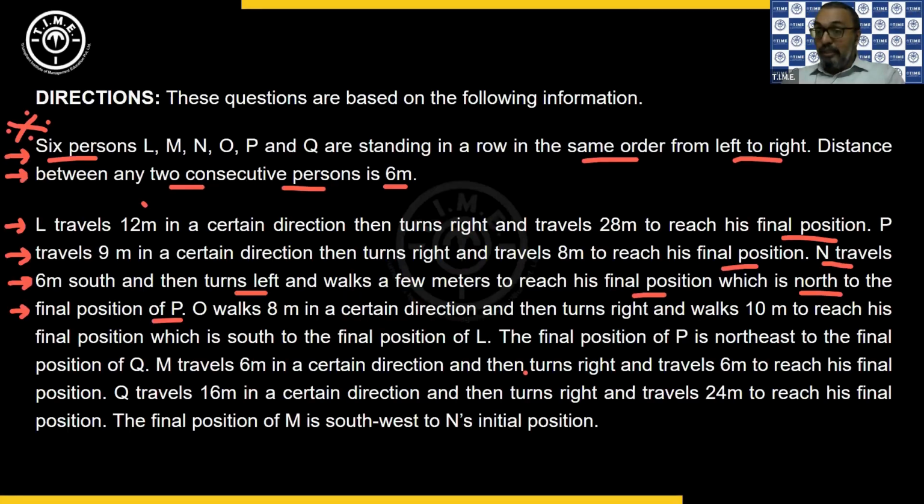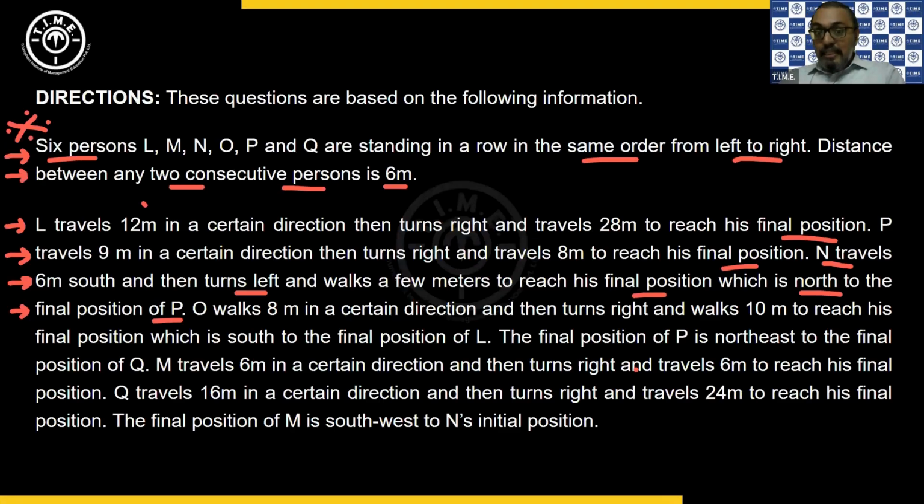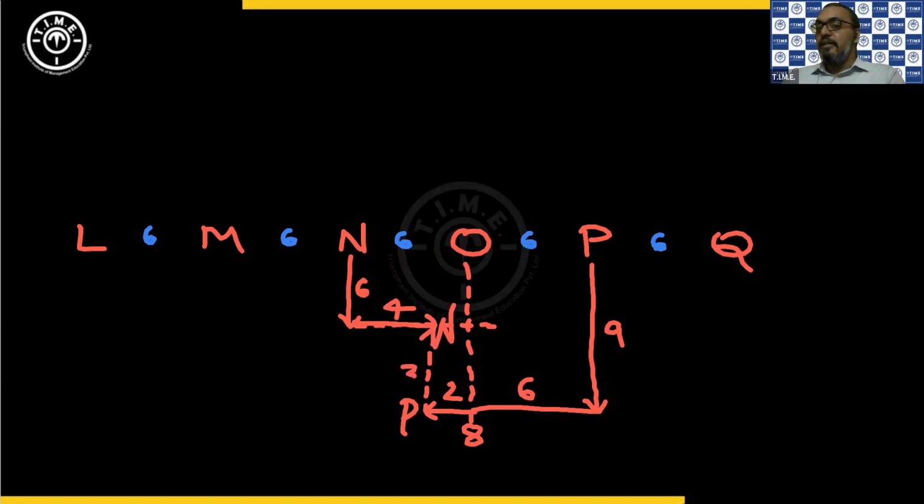Now I can start with P. P travels 9 meters in a certain direction. So I'll take 9 meters in the south. Then takes a right turn because from south, right is our left side and travels 8 meters to reach the final position. See, he says 8 meters. Now 8 means this is 6, we know, and then 2 more. So this is going to be P's end position. Now that means I have to travel 4 meters so that I can have N exactly north of P, and the distance here is 3.